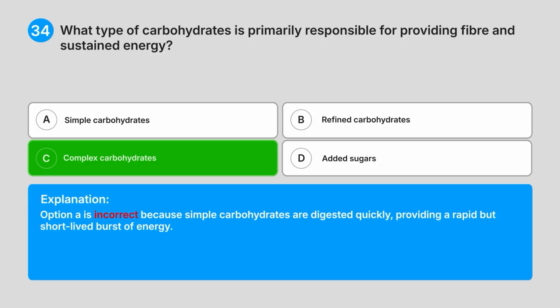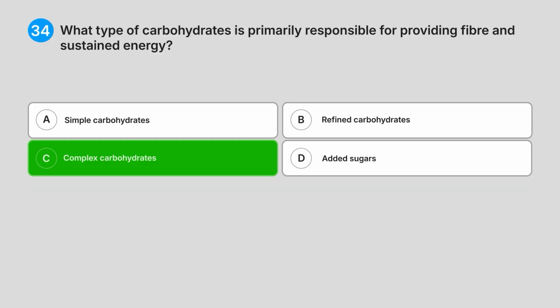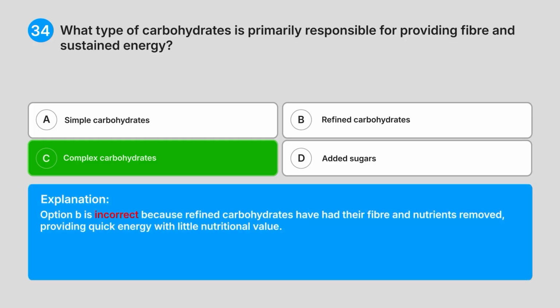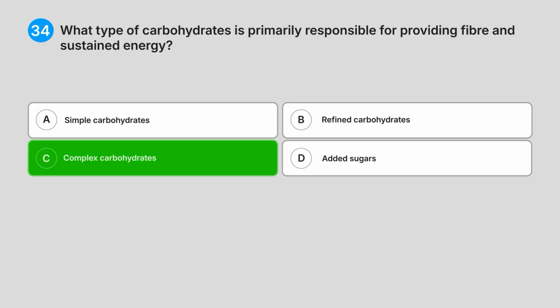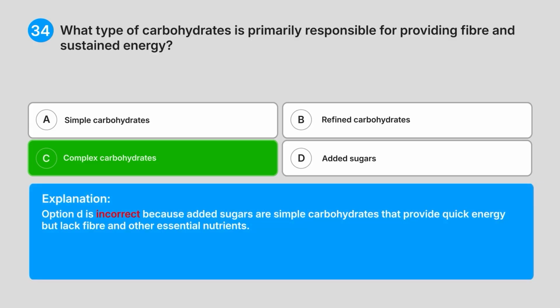Option A is incorrect because simple carbohydrates are digested quickly, providing a rapid but short-lived burst of energy. Option B is incorrect because refined carbohydrates have had their fibre and nutrients removed, providing quick energy with little nutritional value. Option D is incorrect because added sugars are simple carbohydrates that provide quick energy but lack fibre and other essential nutrients.